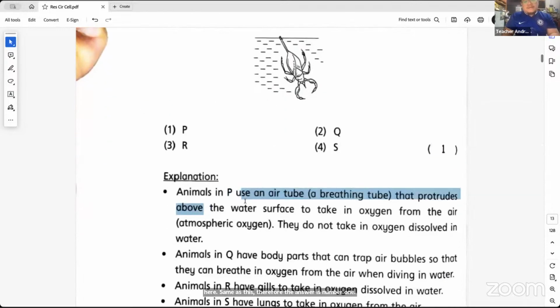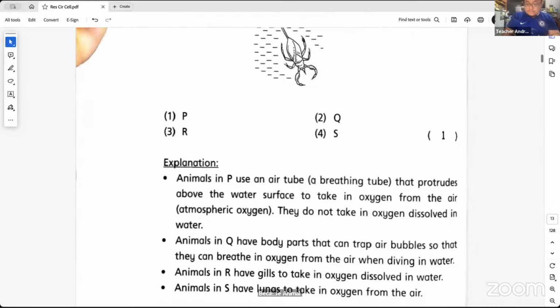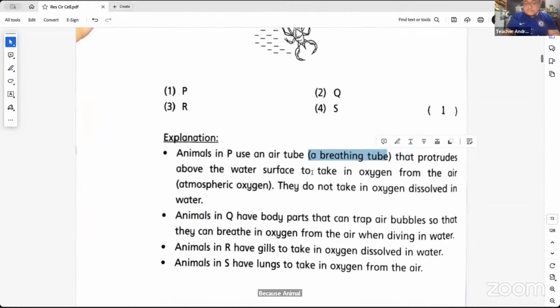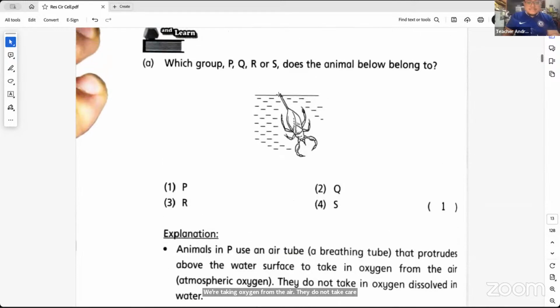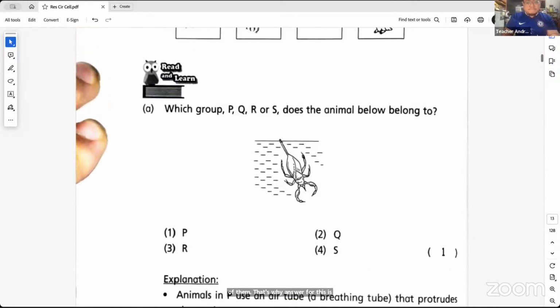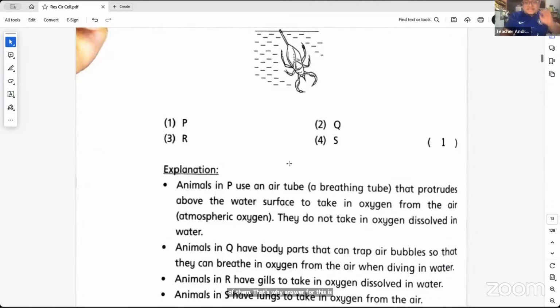Because the animal in P uses an air tube, also known as a breathing tube, that is floating above the water to take in oxygen from the air. They do not take in oxygen dissolved in water. That's why the answer for this is a breathing tube. Answer is P. All right. Let's carry on.